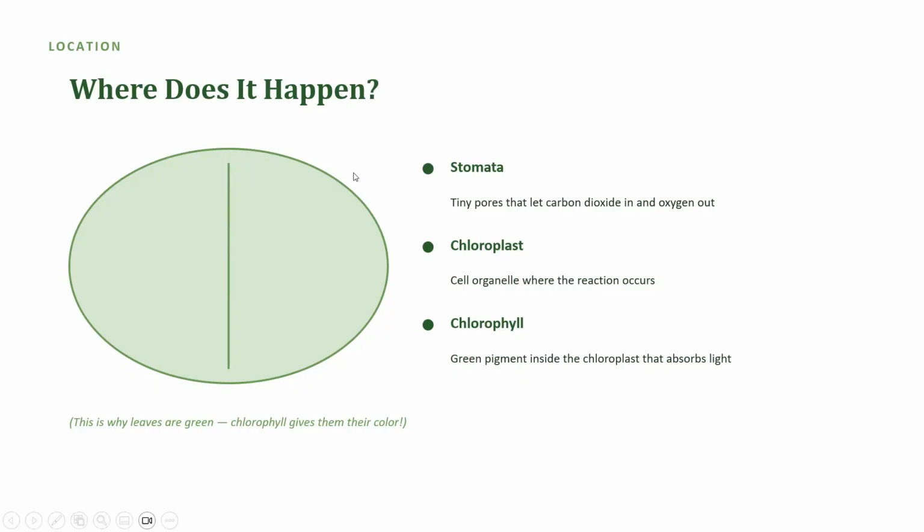This entire process happens mainly in the leaves, especially inside the chloroplast of the leaf cells. That's why leaves are green. The chlorophyll pigment inside the chloroplast gives them their color, and it's also what absorbs sunlight for this reaction.